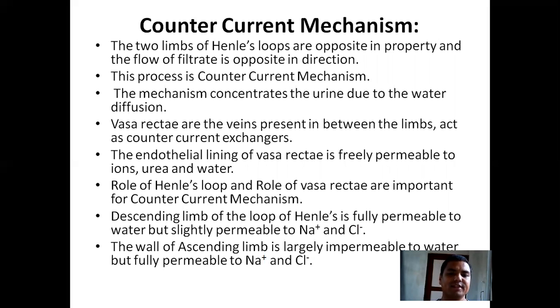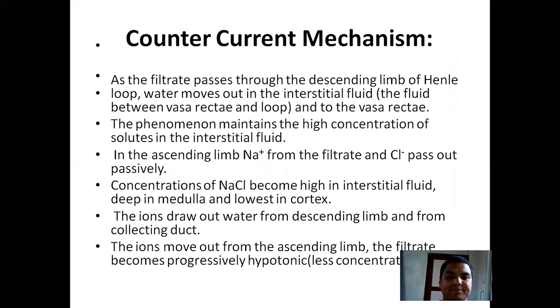The descending limb of the loop of Henle is freely permeable to water but slightly permeable to sodium ion and chloride ion. The wall of the ascending limb is largely impermeable to water but fully permeable to sodium ion and chloride ion. As the filtrate passes through the descending limb of Henle's loop, water moves out into the interstitial fluid and to the vasa recta. This phenomenon maintains the high concentration of solute in the interstitial fluid. In the ascending limb, sodium ion from the filtrate and chloride ion pass out passively. The concentration of sodium chloride becomes high in the interstitial fluid deep in the medulla and lowest in the cortex.